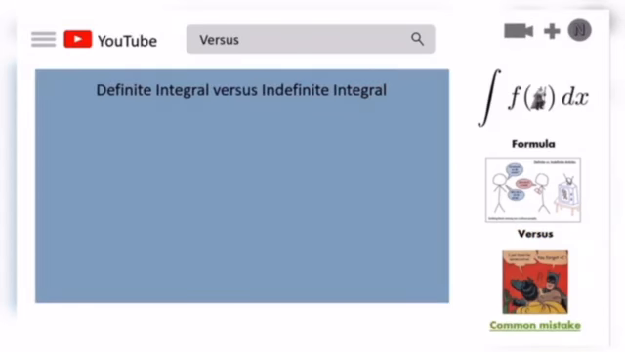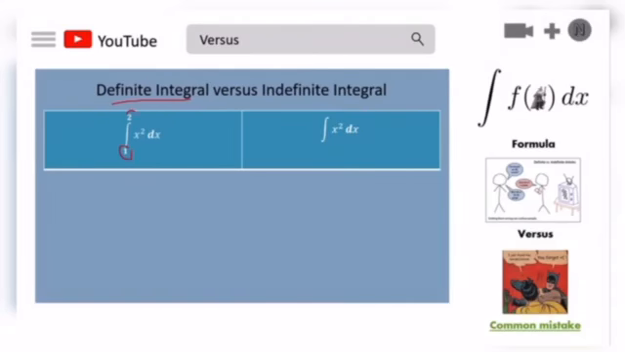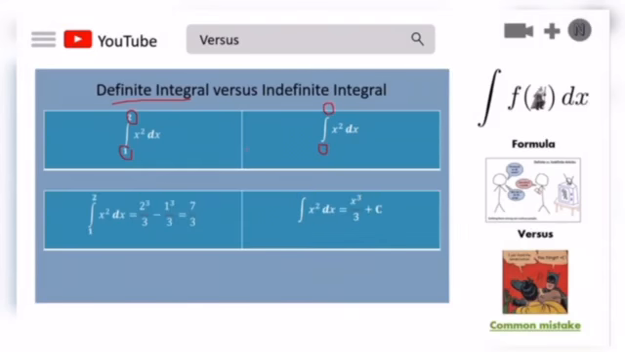Definite integral versus indefinite integral. The definite integral has limits. The indefinite integral does not have any limits. We know before, with the definite integral, when we integrate x squared, we solve it like x to the power of 2 plus 1 over 2 plus 1, so we get x cubed over 3. Because there are limits here, we just substitute them in and then we get a value. For the indefinite integral, we do not have any limits. So when we integrate x squared dx, we get only x cubed over 3 plus c.